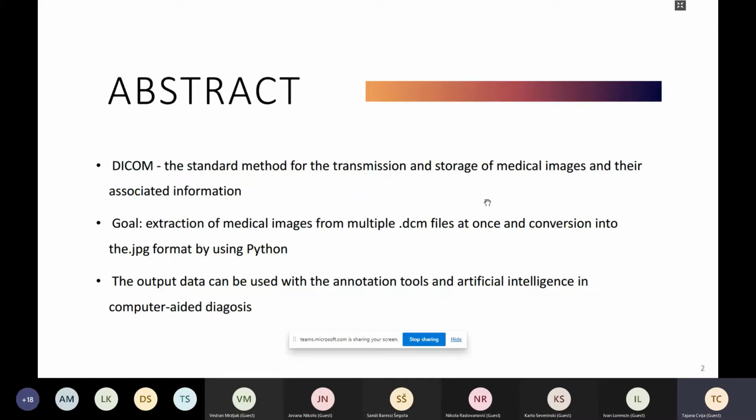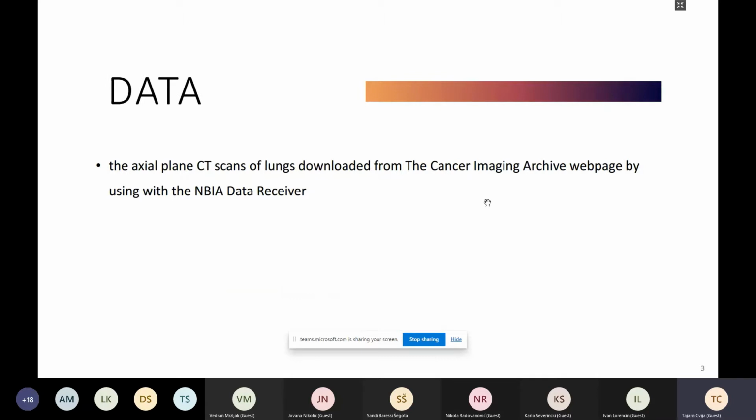The thing is that we cannot open DICOM files with just any software. So, for example, if we wanted to see the image contained in the DICOM file on our PC, we wouldn't be able to do so if we don't own a special type of software. So our goal was to extract medical images from multiple DICOM files at once and convert them into the JPEG format by using Python. The data we used were the actual plain CT scans of lungs downloaded from the Cancer Imaging Archive. The files were already sorted into folders, which made it easier for us.